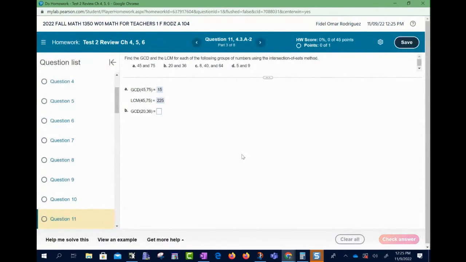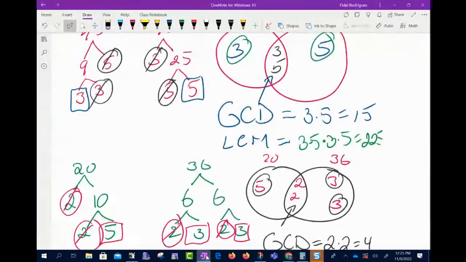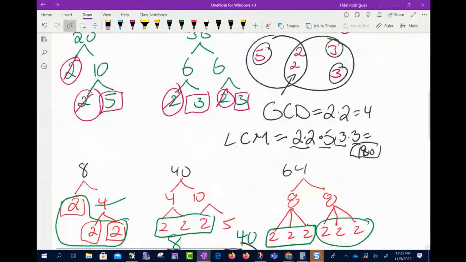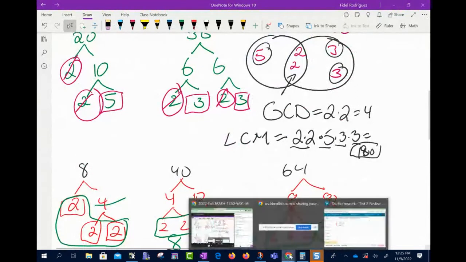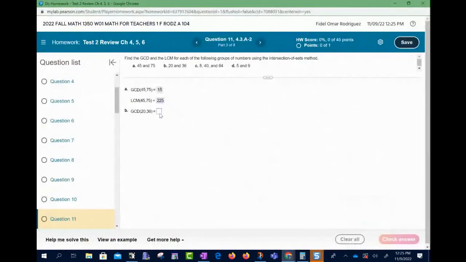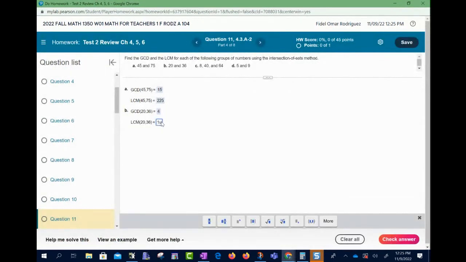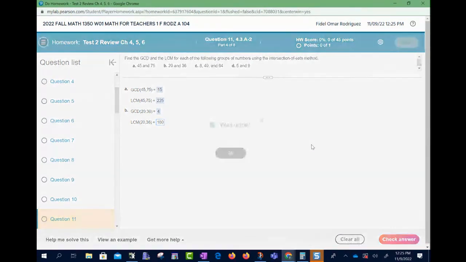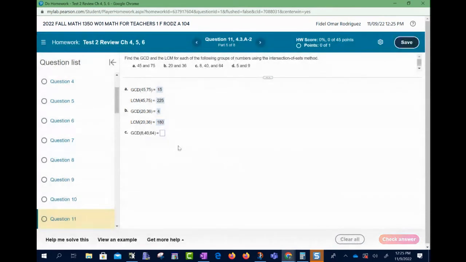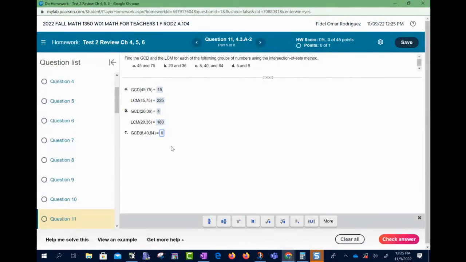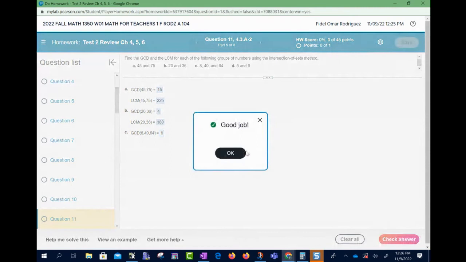Okay. And we can kind of just keep going through the same thing, right? Let's check all the answers. What do I got here? 4 and 180 for the second one. 4, check it. Okay. 180. 180, check it. Okay. And the next one here, I believe the greatest common divisor was 8.